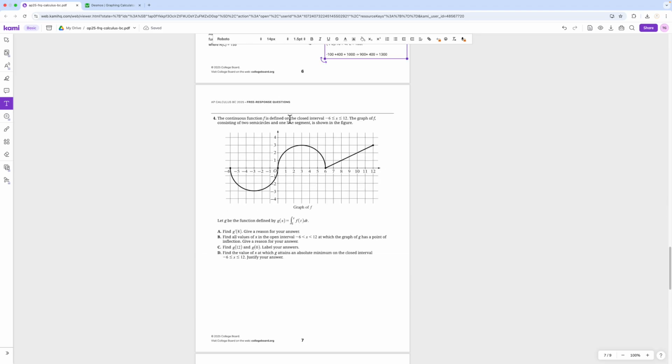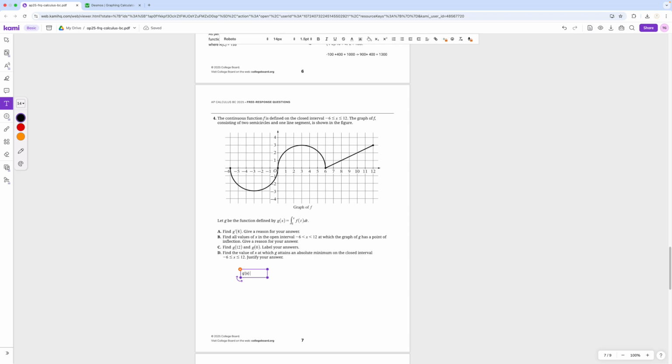The continuous function f is defined on this closed interval, so negative 6 to 12, and the graph of f consisting of 2 semicircles and a line segment is shown in the figure. Let g be the function defined by g of x is equal to this integral, 6 to x of f of t. Find g prime of 8 and give a reason. Well, let's see. What's my reason going to be here? I know that g of x is equal to that.